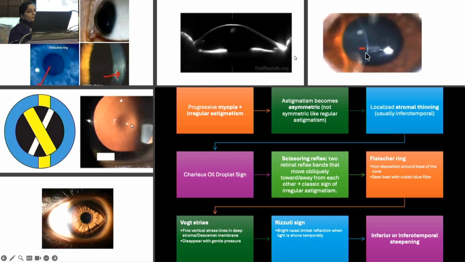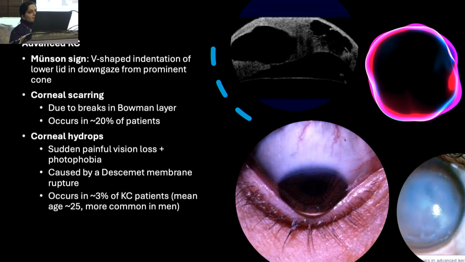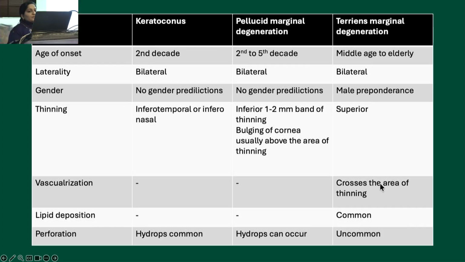Another most common feature is Bowman's layer scarring, which is scarring in the anterior stroma due to tears in the Bowman's layer. In advanced cases, we can see the Munson sign, which is the V-shaped indentation of the lower lid in downgaze due to the prominent cone. This picture shows acute hydrops, where the cornea is seen as fully edematous.